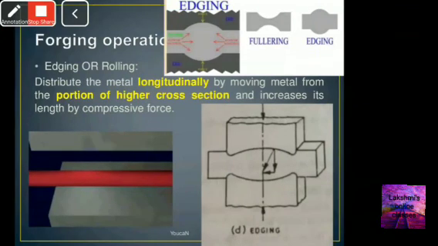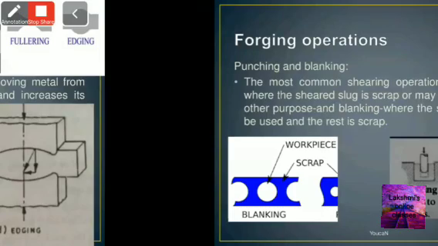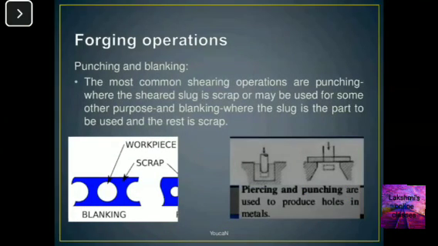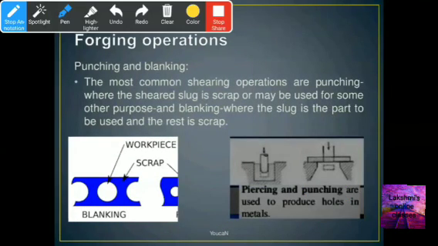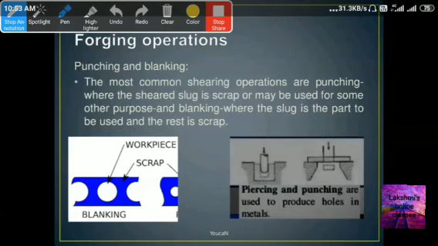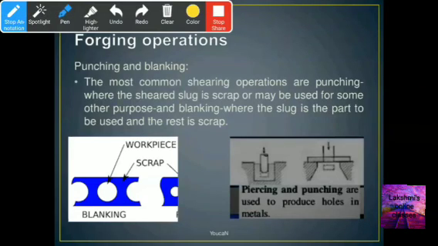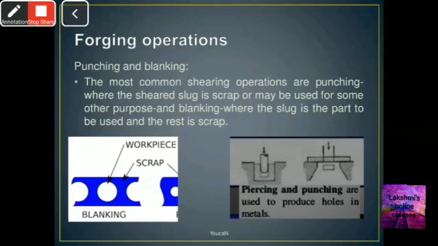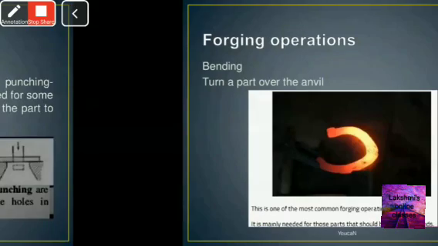All right. So this is punching and blanking. The most common shearing operations are punching, where the sheared slug is scrap or may be used for some other purpose, and blanking, where the slug is the part to be used and the rest is scrap. So this is piercing and punching, right? This is a forging operation.